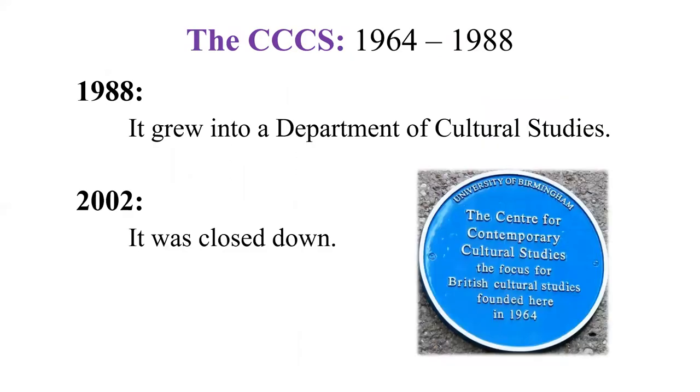And when we say the Centre for Contemporary Cultural Studies, you should remember these years. It was founded in 1964 by Richard Hoggart and Stuart Hall at the University of Birmingham. And as a center, it came to an end in 1988. But in the same year, 1988, it grew into a Department of Cultural Studies. So that's the beauty of that year. A center becomes a department. But unfortunately, in 2002, it was closed down.